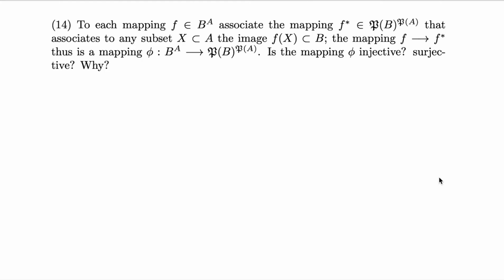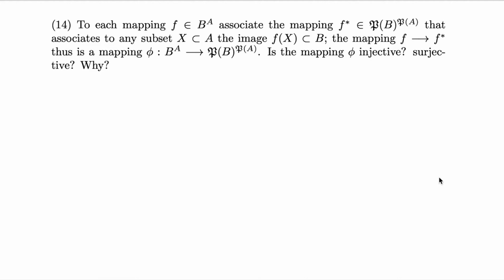Welcome. Today we'll be tackling the final question in this chapter, question 14, which is as follows. To each mapping f from A to B, associate the mapping f star from the power set of A to the power set of B that associates to any subset X, a subset of A, the image under this mapping, f of X, a subset of B.